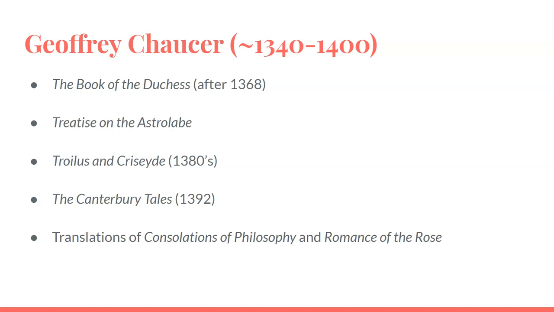Chaucer was also interested in the sciences and philosophy. He wrote a treatise on the astrolabe, which is a scientific instrument. And then Consolations of Philosophy was a really famous philosophical text. He wrote Troilus and Cressida in the 1380s, which is actually a story about the fall of Troy. It's an epic poem. It's a little dense. It's not as reader-friendly as the Canterbury Tales, but it is good. And finally, he wrote the Canterbury Tales in 1392, or at least he started the Canterbury Tales in 1392. As we'll see in a minute, there is some discussion of whether he ever finished the text.